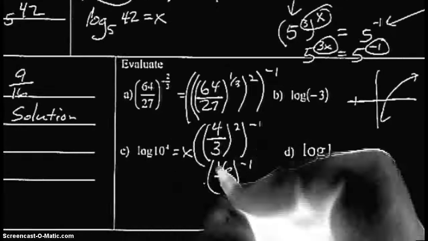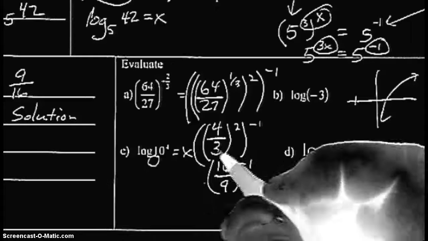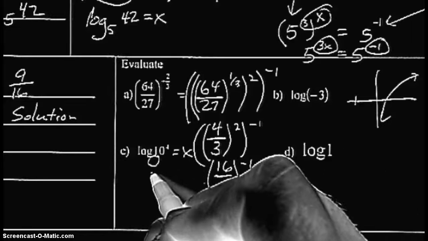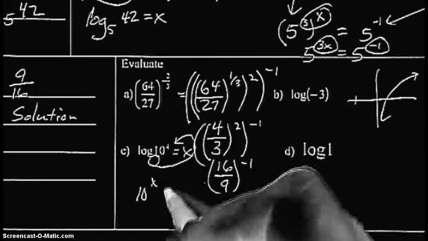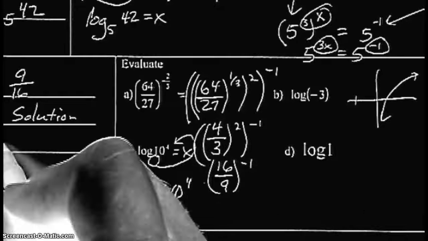A couple of classes talked about this. The base is not written in there. If the base is not written in there, then it must be a 10. So 10 to the x power equals 10 to the 4th. And that means x would be 4.